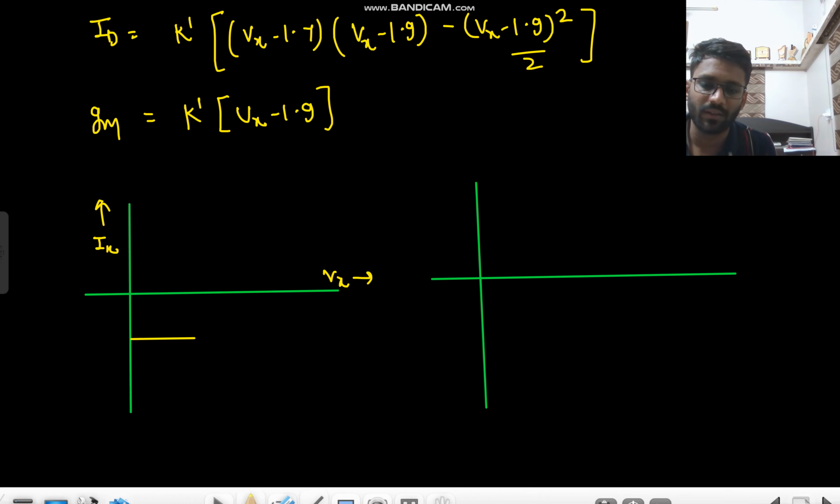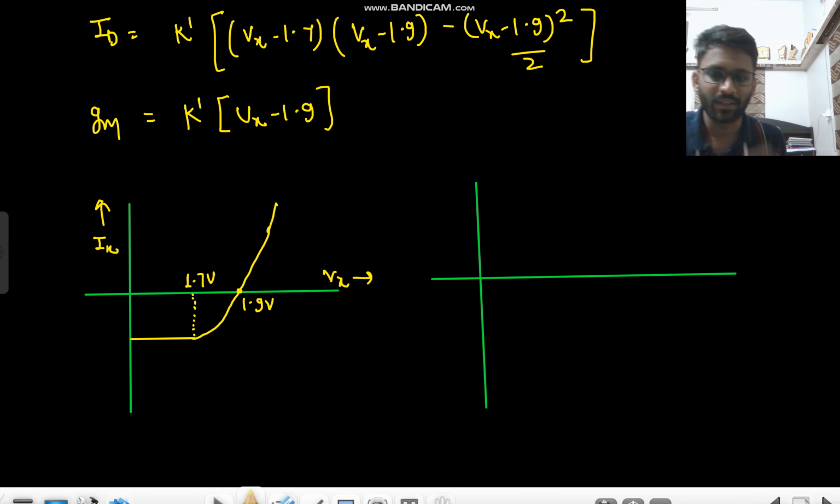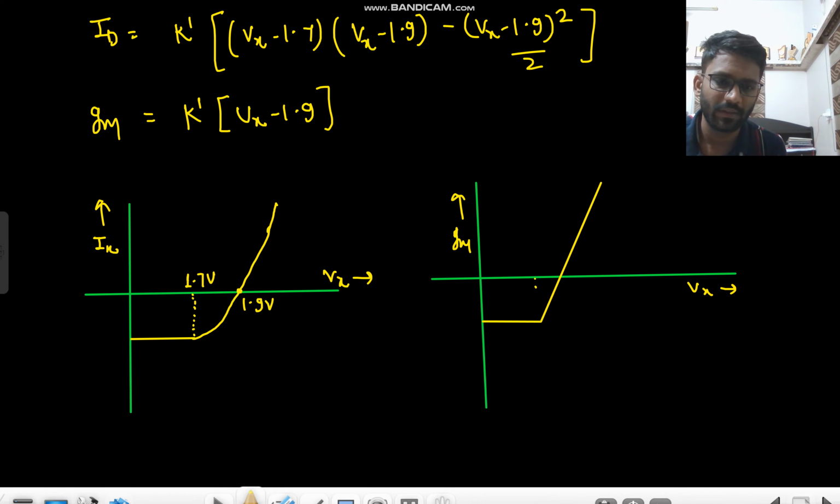So first it was completely constant, then after that it was always increasing over linear mode. So this point was 1.7 volt. After that, after 1.9 volt, you are having this increasing current. Okay, and in this one we can simply draw it something like this. This is 1.7. This is Gm versus Vx. 1.7 volt, 1.9 volt. Okay, so this is the curve.